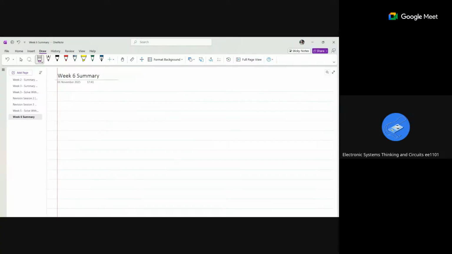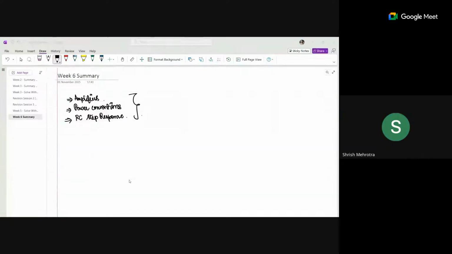So yeah, we will start today's session. Today we will be seeing the basics of amplifiers. Then we will also see power conventions. Then we will also be seeing RC step response. So these are the three topics which we will be seeing in week 6. Okay?